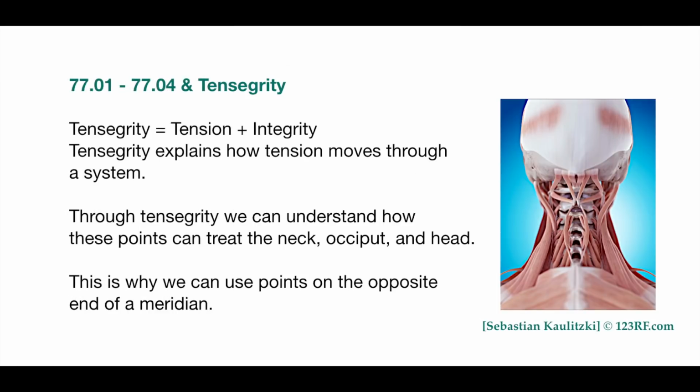Now, to begin to understand how the fascial planes work, we need to understand tensegrity, which is a combination of two words, tension and integrity, and it explains how tension moves through a system. Now, through tensegrity, we can understand how these points can treat the neck, occiput, and head, and this is why we can use points on the opposite end of a meridian, as we do in acupuncture therapy.